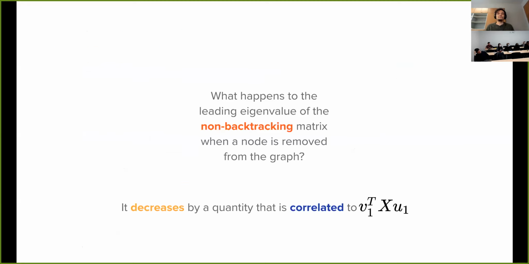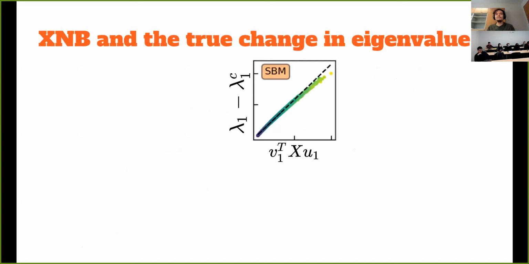But for now, I want to go back to the main research question: what happens to the leading eigenvalue of the non-backtracking matrix when a node is removed from the graph? It decreases by a quantity that is correlated to the X non-backtracking centrality of that node. How strong is the correlation? It is surprisingly very, very strong. This is far stronger than I was expecting.